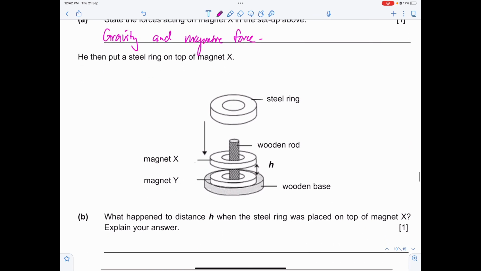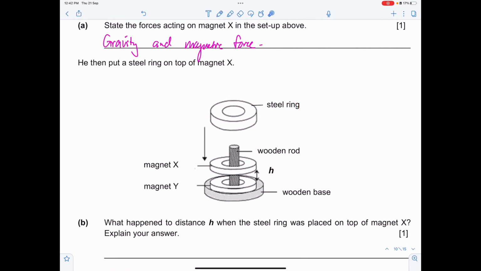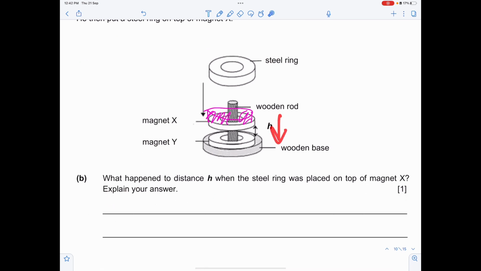Now, what happens if you put a steel ring? A steel ring generally doesn't have any poles. So it will definitely be stuck onto the part over here, just stuck on top of it. So what purpose does it serve? It serves to add mass. And remember, when there is more mass, you get more gravitational force acting on it. So because of that, it will be pulled downwards. When it's pulled downwards, your H will decrease. The distance between magnet X and magnet Y will now become smaller due to the additional mass over here.